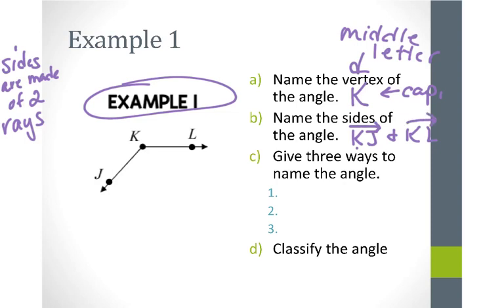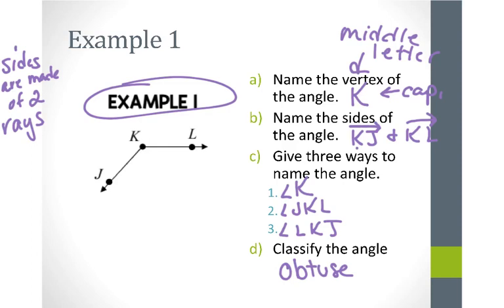Now, give 3 ways to name the angle. Based on my vertex, there's only one letter there and no other rays coming out of it, so I could call it angle K. You could call it angle JKL, or you could call it angle LKJ. Now, classifying the angle. Looking at it, what type of angle does that look to be? If you said obtuse, you are correct.